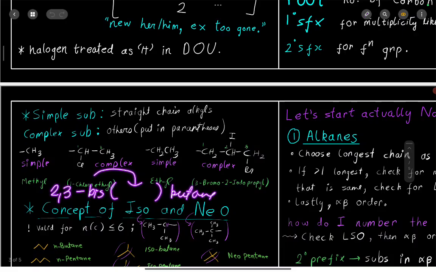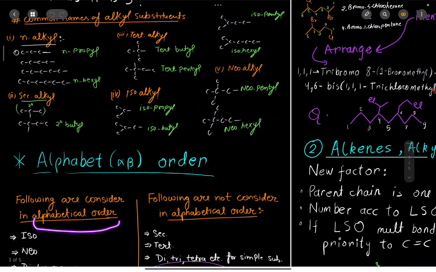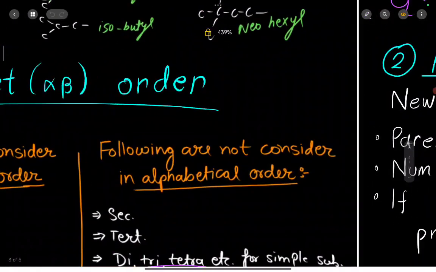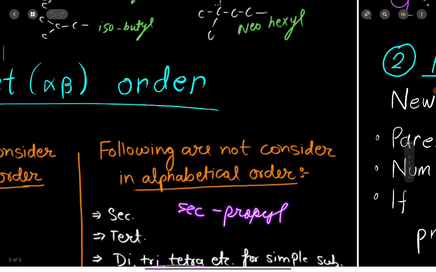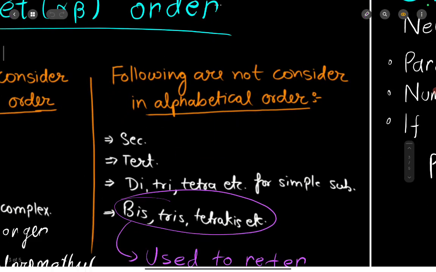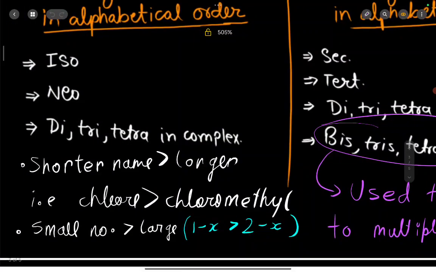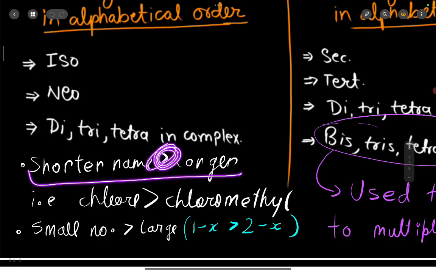Okay, and if there is some di, tri, or tetra here, we are going to consider it as a part of the alphabetical order. But say there's something like sec propyl or sec butyl. Okay, no, sorry, sec propyl does not exist. Say if we are joining sec butyl, so we will not consider sec in alphabetical order, we will consider B only. Okay, same with tert.